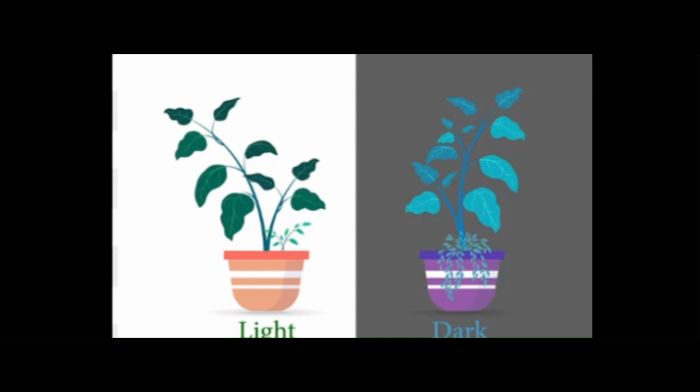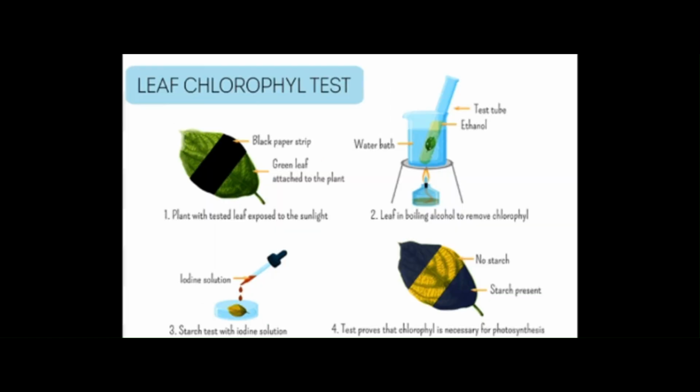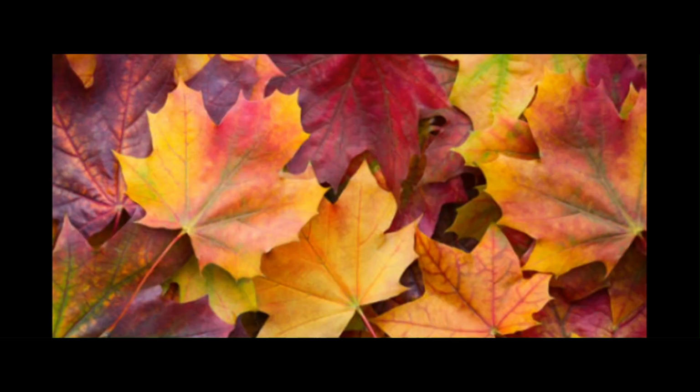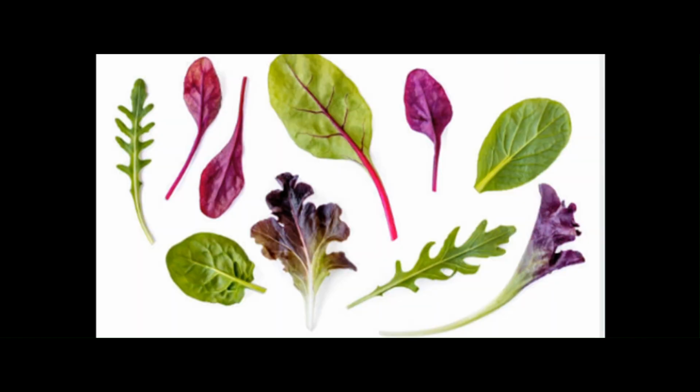Record your results. Now leave the pot, which was earlier kept in the dark, in the sunlight for 3 to 4 days and perform the iodine test again on its leaves. Record your observations in your notebook. The leaves other than green also have chlorophyll. The large amount of red, brown, and other pigments mask the green color. Photosynthesis takes place in these leaves also.